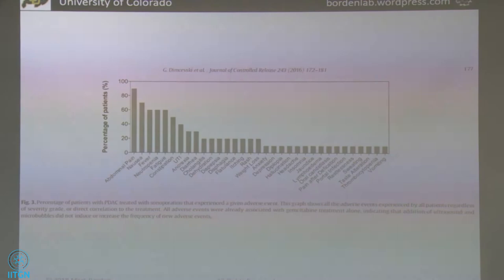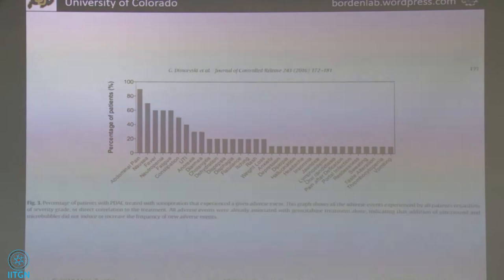So you have abdominal pain, number one, nausea, fever, neutropenia, this is white cell count is down, which makes sense for a chemotherapy drug, fatigue, constipation, etc. I mean, what you're seeing, I think, is the standard kind of symptoms presented with a patient that's got cancer and you're giving them chemotherapy. What you don't see here is any major negative effects. So it's not that the bubbles are causing any kind of hugely negative effect.